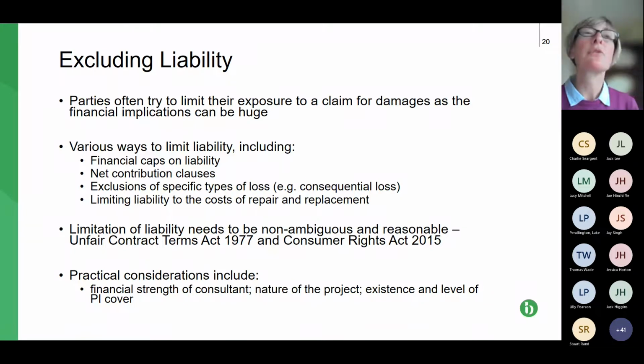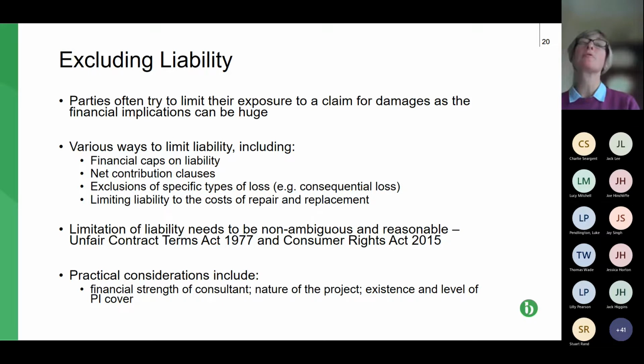Particularly taking account of the third bullet point, because any limitation of liability clause, even if it is in that contract, needs to be reasonable. So it needs to be drafted properly and really carefully. So if we start at the top, both parties can try to limit their exposure to claims for damages. So limitations can apply to both parties.